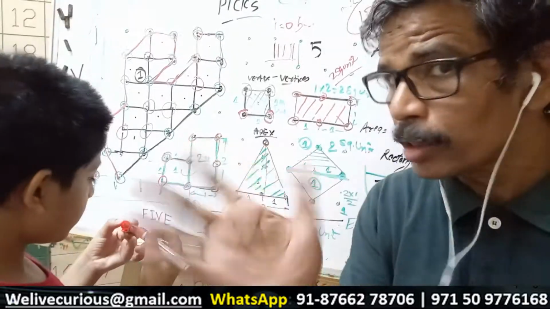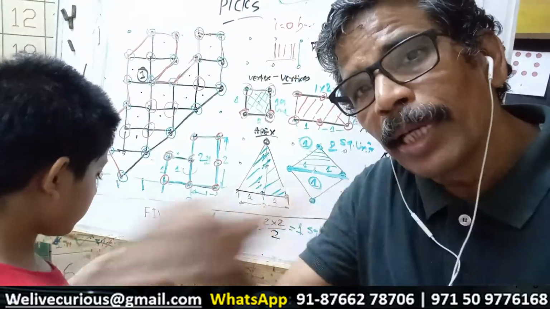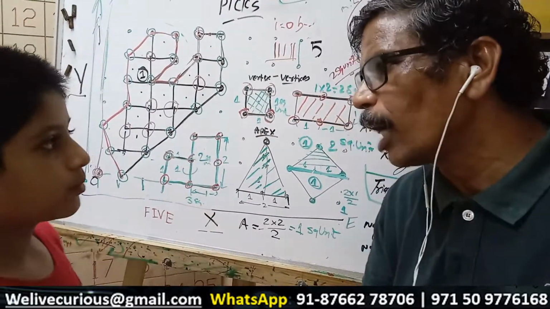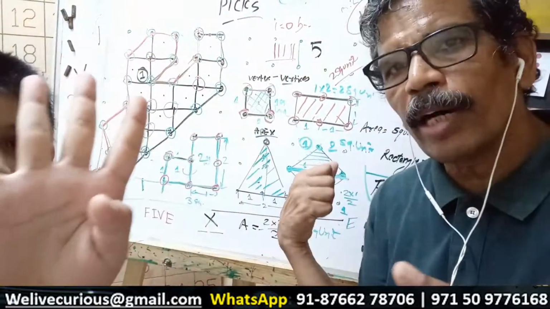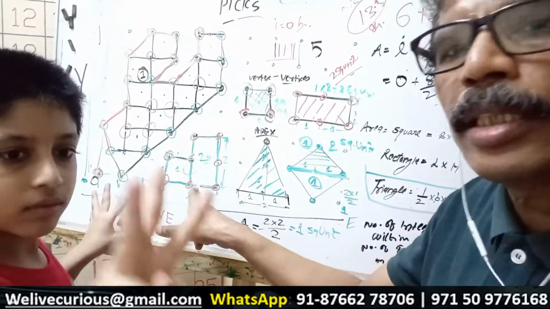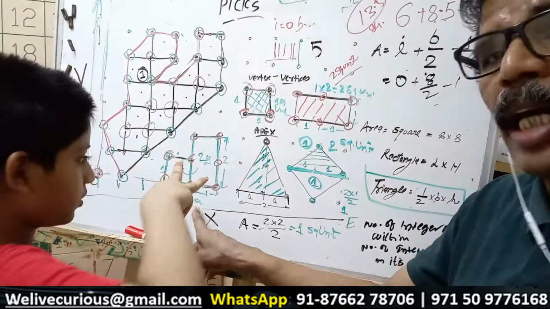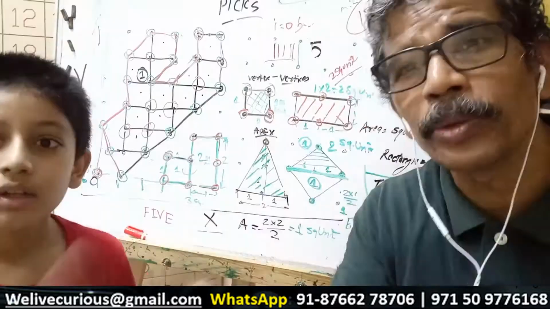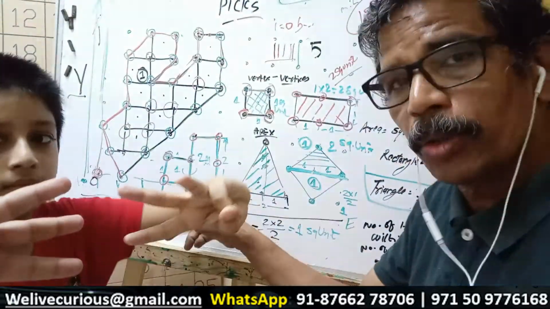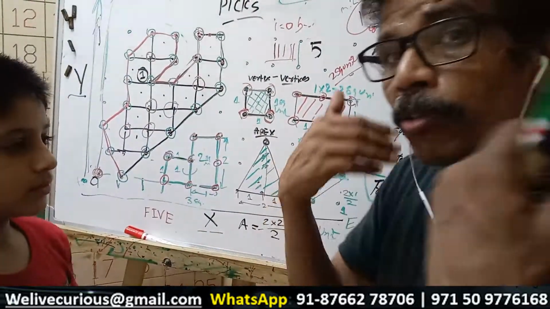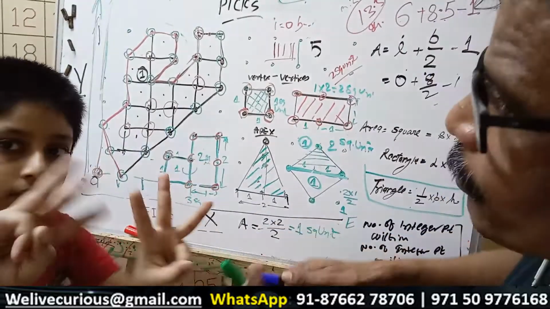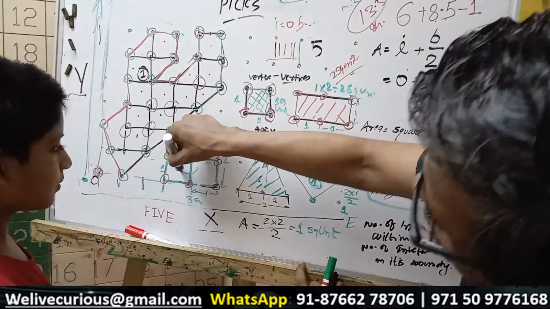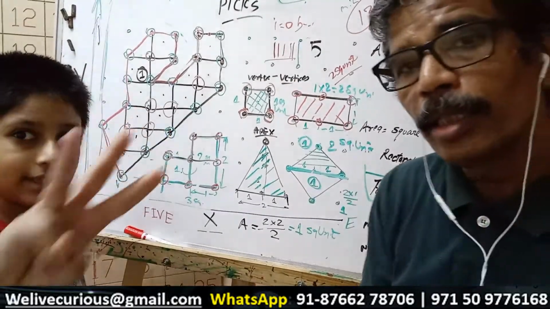What is the theory? Simple. Whatever the border points, make it half. 8 divided by 2, half of 8 is 4. Take away 1, 3. 3 square units is the area. And you remember we calculated this: 1 square, 2 square, 3 square units. Pick's theorem also gives 3. Calculation also gives 3. And visually, when we see this, it is 1 square unit, 2 square, 3 square.